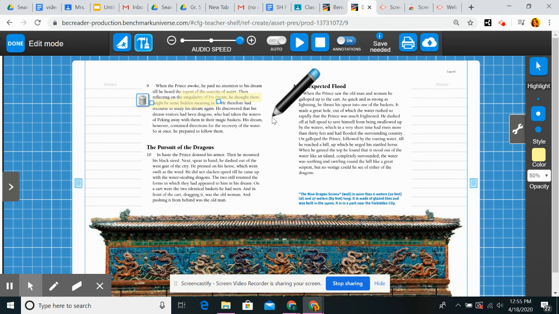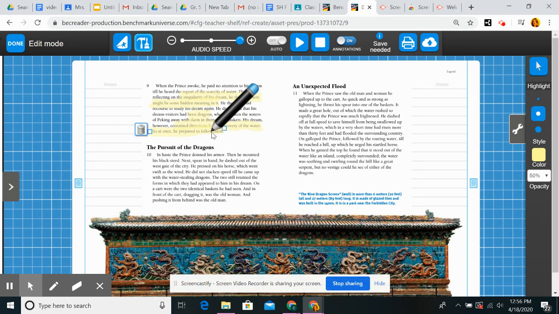He discovered that his dream visitors had been dragons, right? Dragons are an important key player in this culture for being attributed to water, who had taken the waters of Peking away with them in their magical baskets. His dream, however, contained directions for the recovery of the water, right? So in his dream, he realized that there were directions for how to get the water back. So at once he prepared to follow them. Okay, so that's also pretty important.